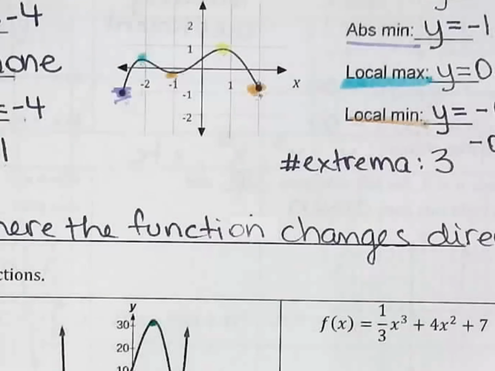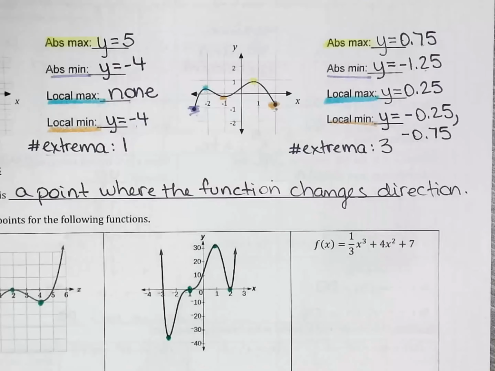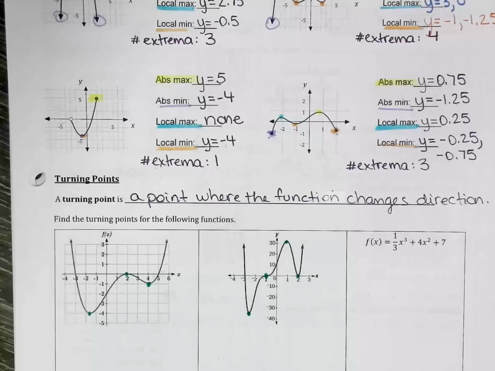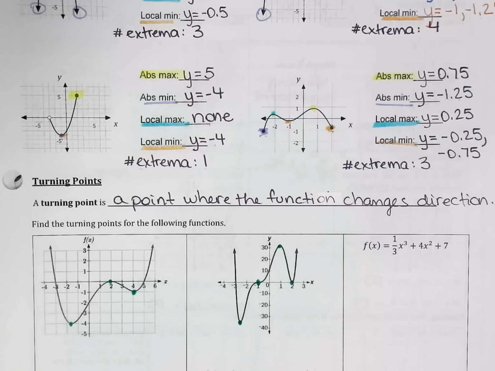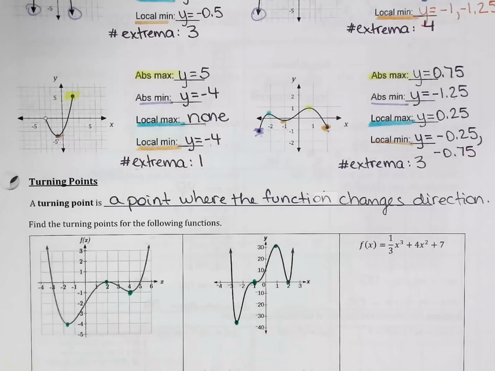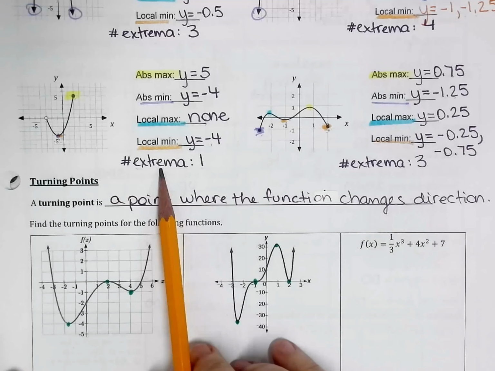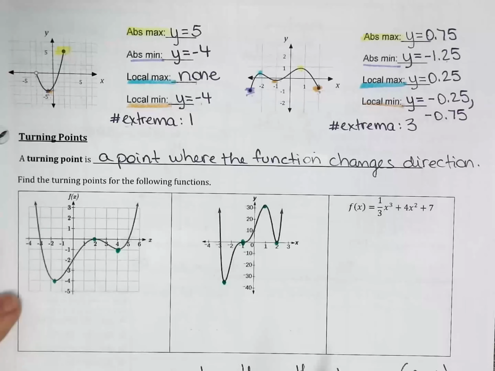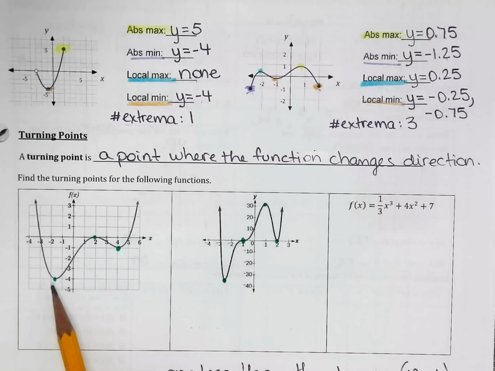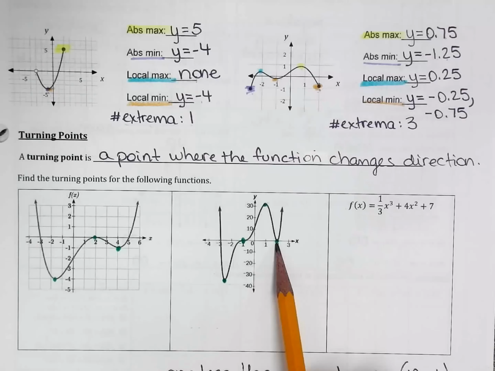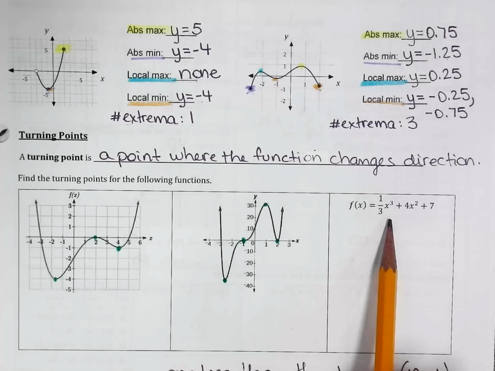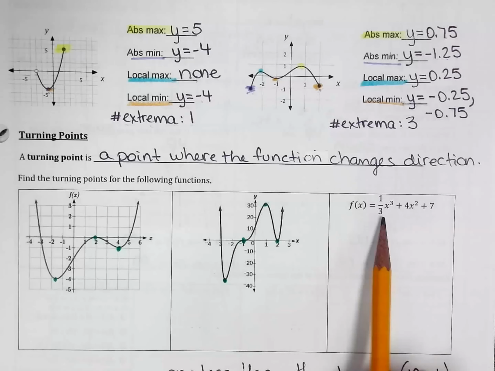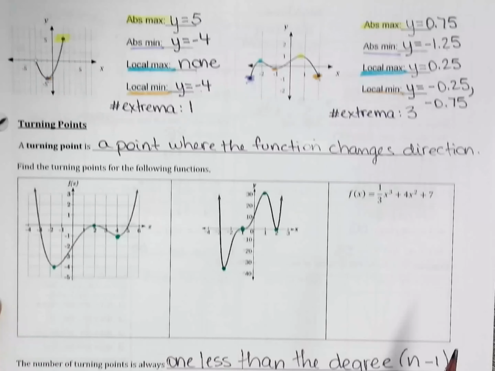Now, turning points. There it is. A turning point is a point where the function changes direction. It's also an extremum. Let's practice. Let's find the turning points for the following functions. So turning points, right there, right there, right there. Here, here, here, here. And then this one, we don't have a graph yet, and we don't have a graphing calculator, so we'll come back to this later.